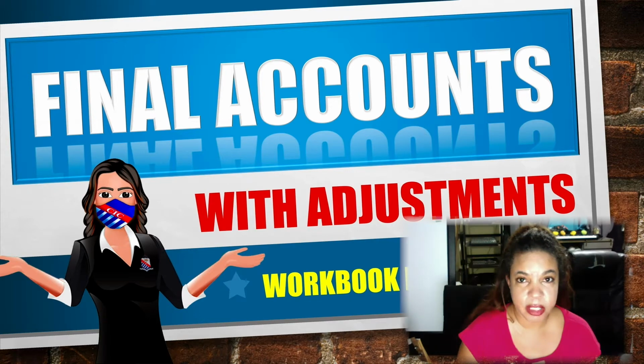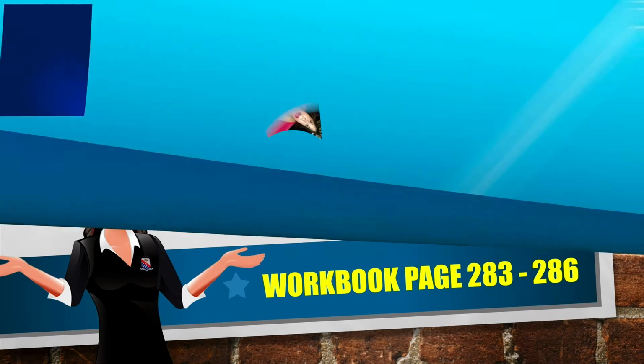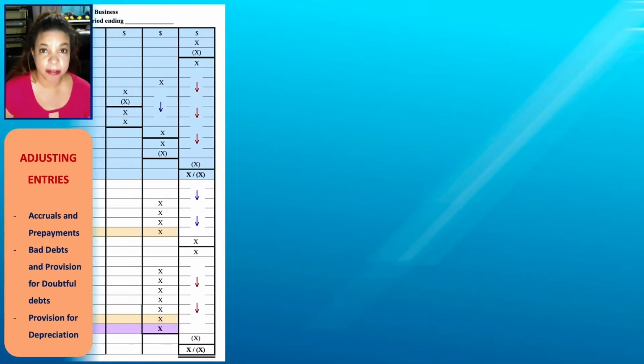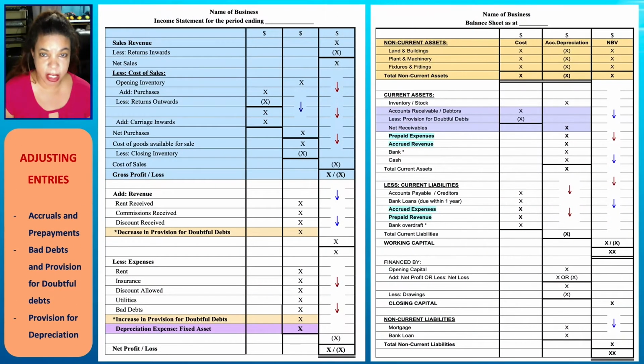Okay, so we have started a lesson where we are going back to doing the income statement and the balance sheet, full income statement and the balance sheet, but this time we are including all of our adjustments. And what you will see is the adjusting entries: accruals and prepayments is one, bad debts and provision for doubtful debts is the second one, and the third one will be provision for depreciation.